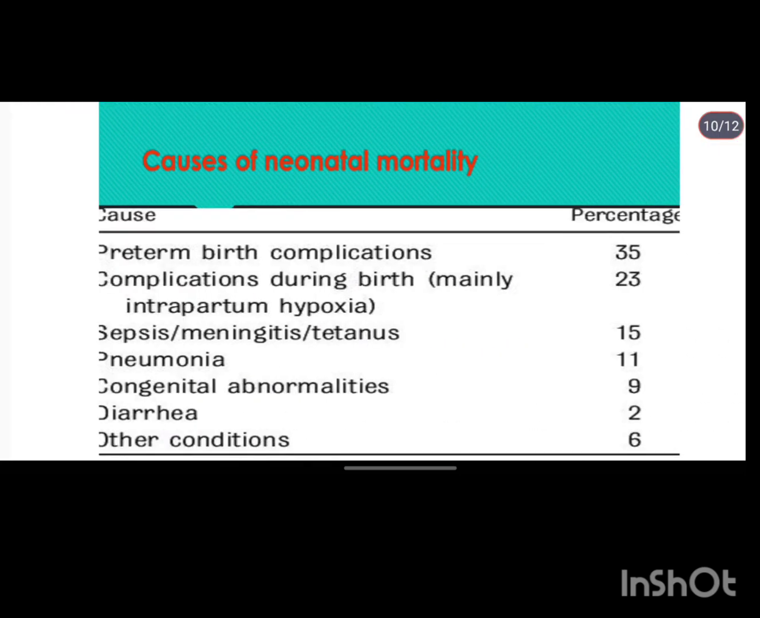Next, they've asked us the causes of neonatal mortality. Usually the causes go like this, and the percentage has been already given by WHO. For causes: preterm birth complications 35%, complications during birth 23%, sepsis, meningitis or tetanus 15%, pneumonia 11%, congenital abnormalities 9%, diarrhea 2%, and other conditions 6%. So these are the common causes of neonatal mortality rate to increase.